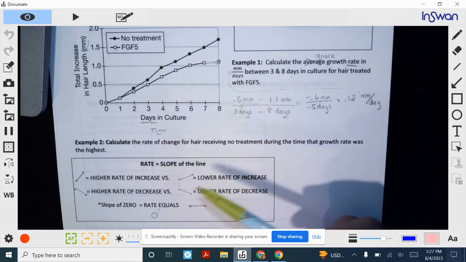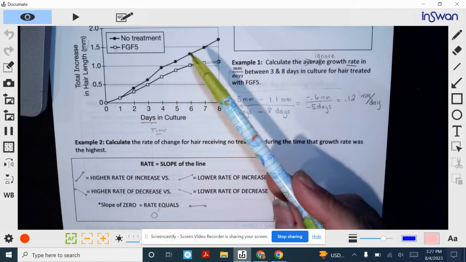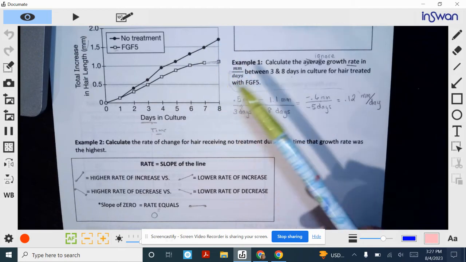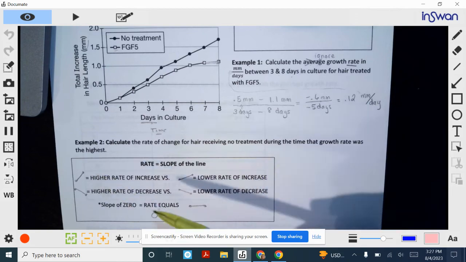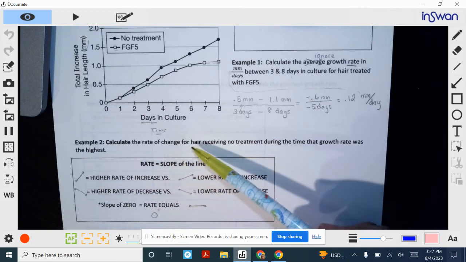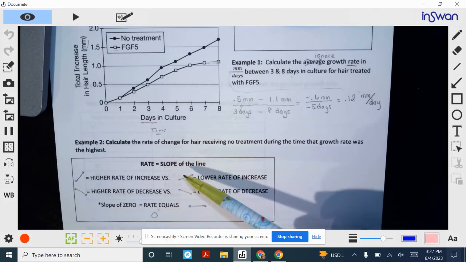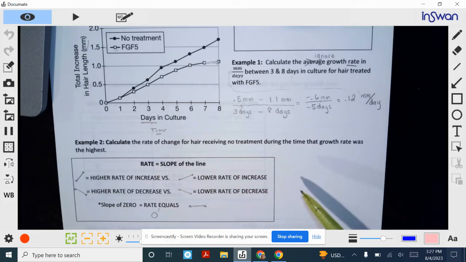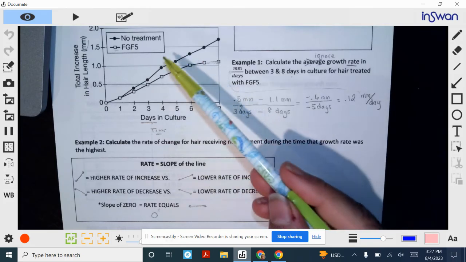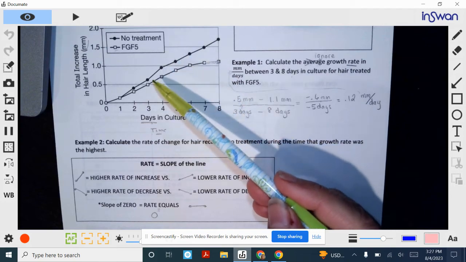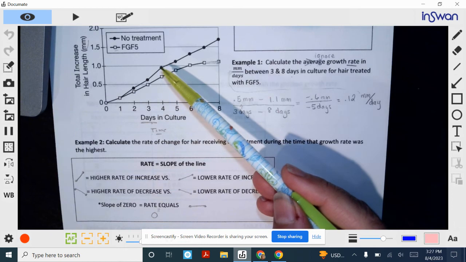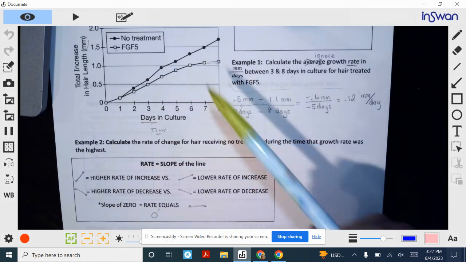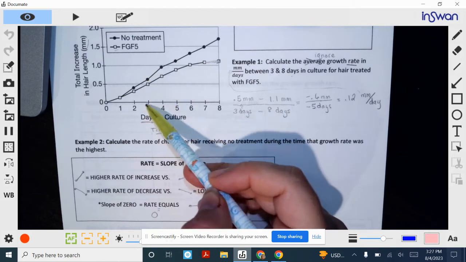All right. Now that we understand that the slope, the steepness of the line gives an indication of rate. It says, calculate the rate of change for hair receiving no treatment during the time that growth rate was the highest. So notice they're not giving us the 2 times. You're going to go figure out the 2 times. And you have to understand this in order to figure out what numbers you're going to use here in your calculation. So if you look up here, do you see that for our no treatment line, see how steep it is right here between 3 and 4? That is whenever our hair is lengthening the fastest, okay? So those are our 2 times, 3 and 4.